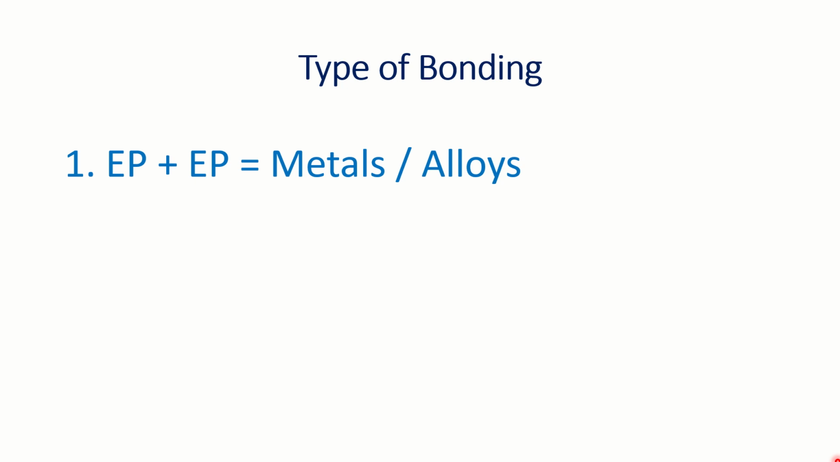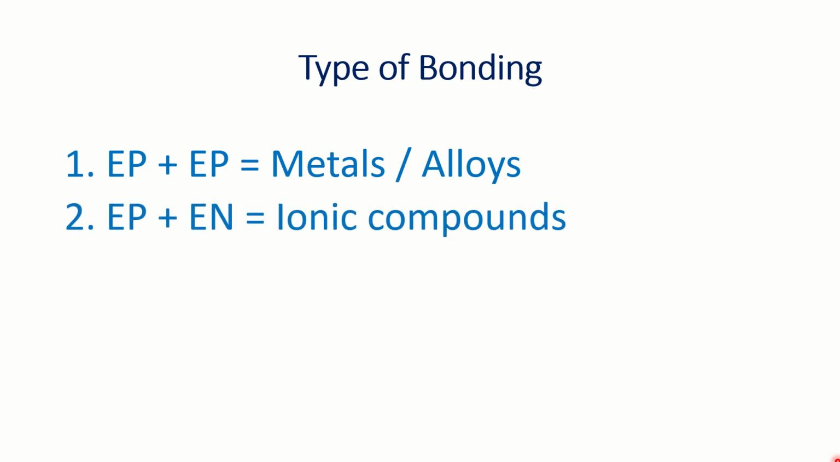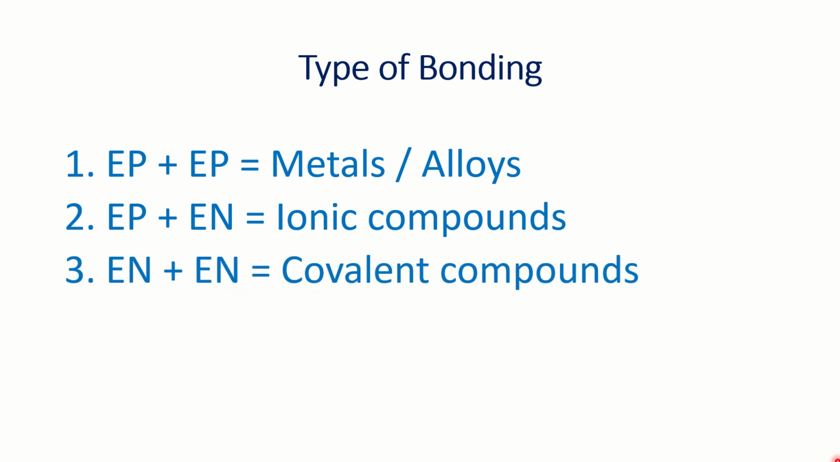There are three types of chemical bonds: metallic bond, electrovalent bond, and covalent bond. When one electropositive element is bonded with another electropositive element, then metals or alloys are formed via metallic bond. When an electropositive element is bonded with an electronegative element, then ionic compounds are formed via electrovalent bonding. And finally, when an electronegative element gets bonded with another electronegative element, then covalent compounds are formed via covalent bonding.